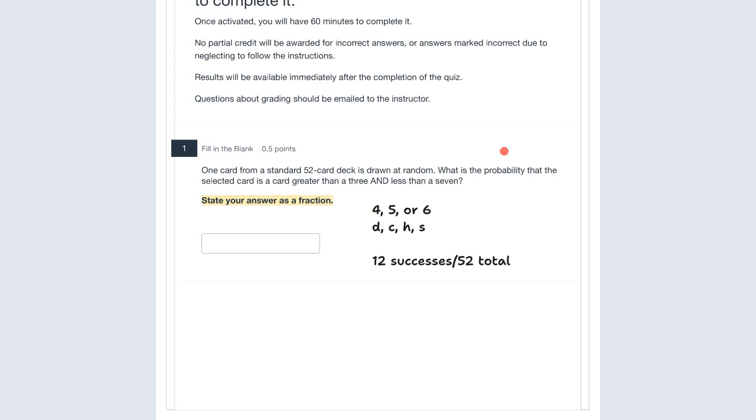So what goes in our box? It says express your answer as a fraction. So this is going to be 12 out of 52. You can reduce that down to 3 out of 13 if you wanted, but there's no need to do so. I would just leave it as 12 out of 52. If you reduce it, don't put all the possible reductions, only put one answer in the box.